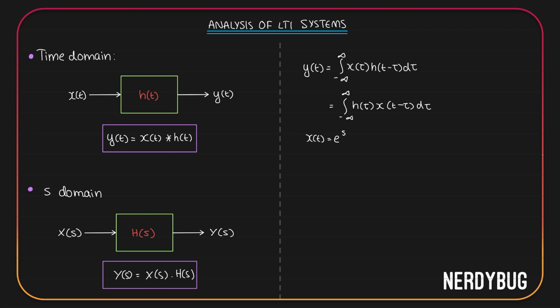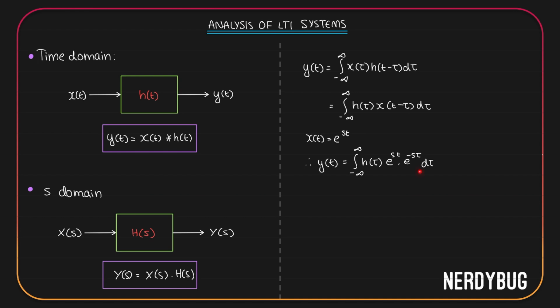Now assume that we are giving an input x of t and x of t is equal to e raised to st. Then y of t will become integral from minus infinity to infinity h of tau e raised to s into t minus tau d tau. Since x of t is e raised to st, x of t minus tau will be e raised to s into t minus tau. Now e raised to s into t minus tau can be written as e raised to st multiplied by e raised to minus s tau.